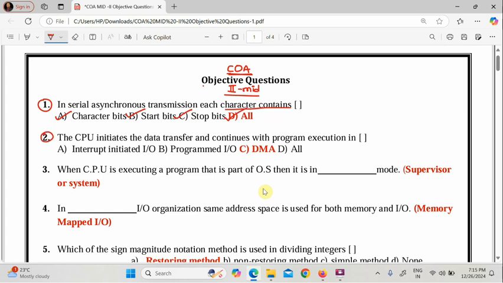The CPU initiates the data transfer and continues with program execution in direct memory access. When the CPU is executing a program that is part of the operating system, then it is in supervisor mode, or we can call it system mode. In dash IO organization, the same address space is used for both memory and IO. That is called memory mapped IO.